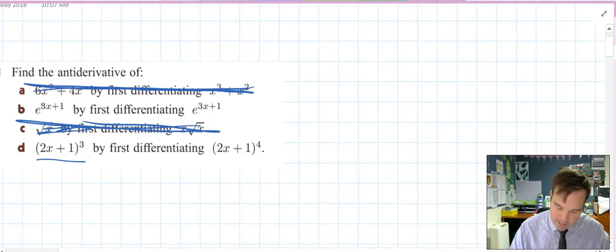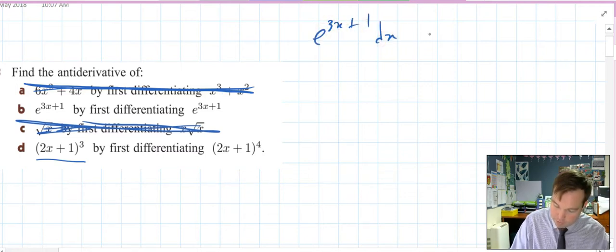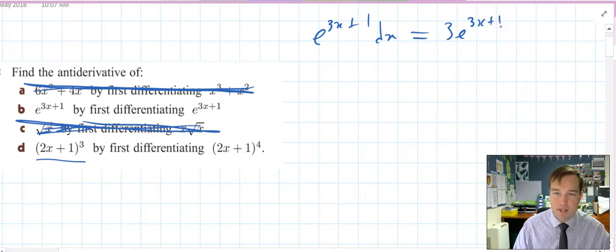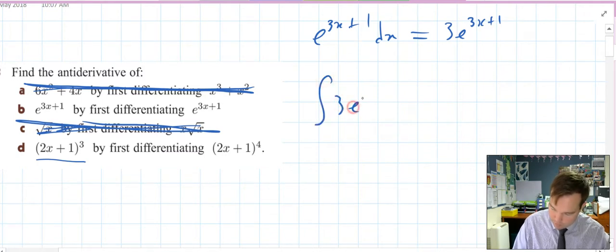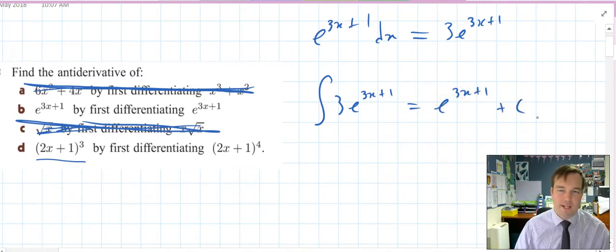Find the antiderivative of e to the 3x plus 1 by first differentiating e to the 3x plus 1. Alright, so let's look at e to the 3x plus 1 dx. So differentiating it, if we find the derivative of it, 3e to the 3x plus 1. So that's the derivative. What we can say is once we've found the derivative, we know the relationship between the two. So if we find the integral of the derivative, we get the integrand, or the original function, e to the 3x plus 1 plus c, because we don't know exactly where it's come from.